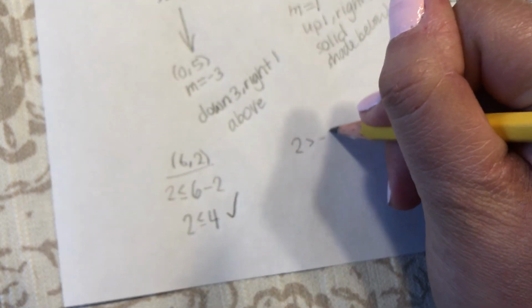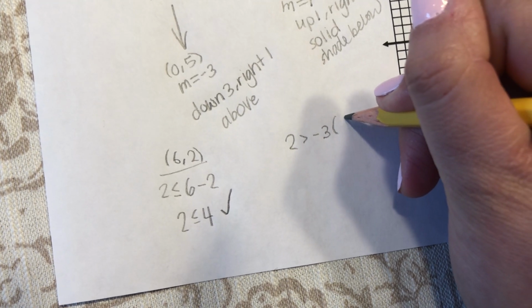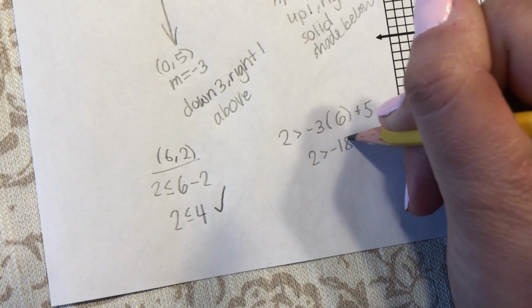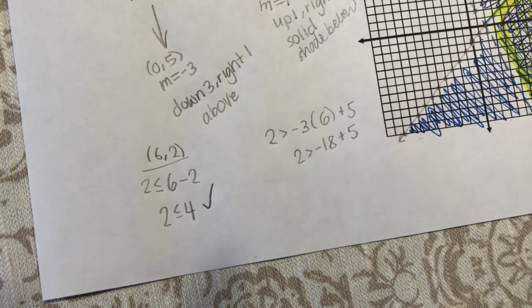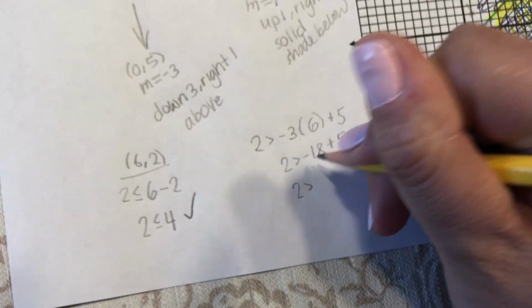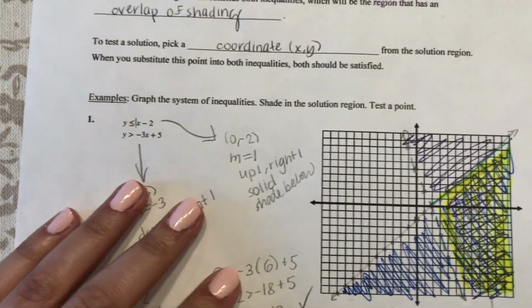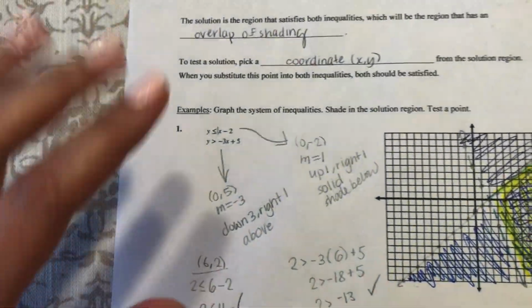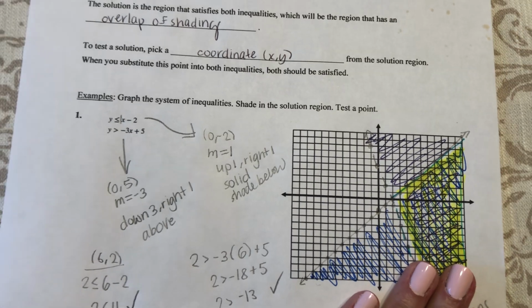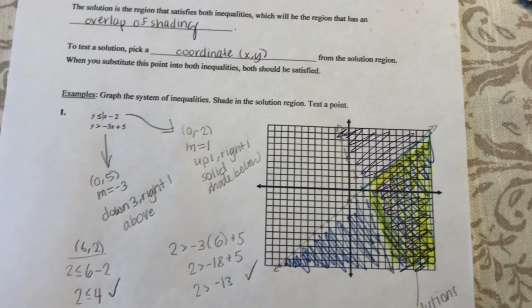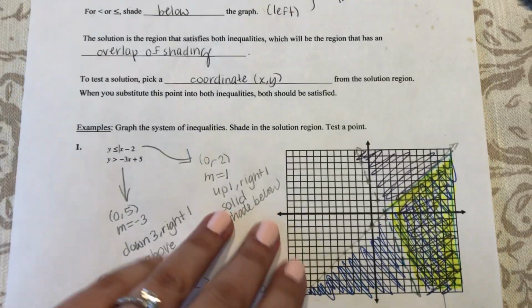2 is greater than negative 3 times 6 plus 5. 2 is greater than negative 18. And you can use your calculator to help you with these, but I'm just doing them in my head. Negative 18 plus 5 is negative 13. Is 2 bigger than negative 13? That's definitely correct. So I know I solved this correctly because the point that I picked from my overlap worked for both of them. You don't have to choose that point. You can even choose a point that's like way out here or way down here, as long as it's in your shaded region. Okay, we're gonna do one more, and then you're gonna do your practice on your own.